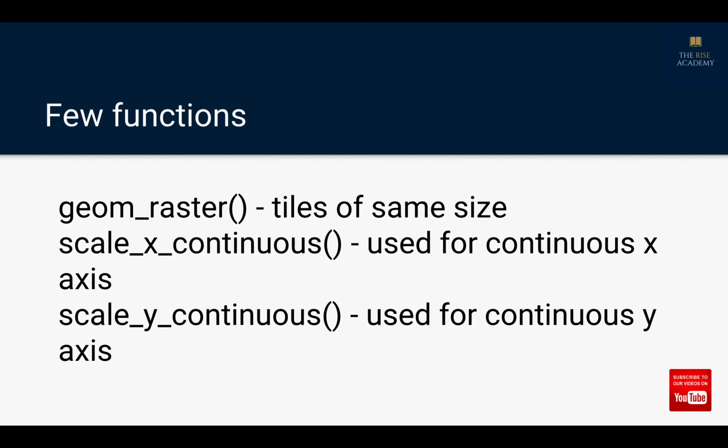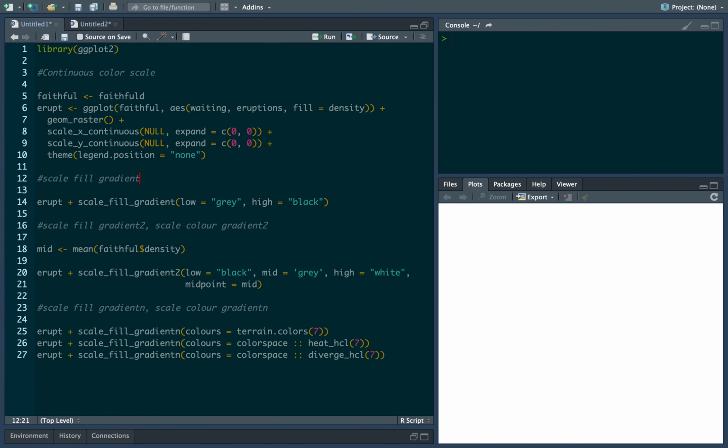Then there is scale underscore x underscore continuous and y underscore continuous. These are used to show continuous x and y axis data. All right, so I think we are now ready to go and look at some code and see how these functions can be used. So here I'm on R, and the data that I'm going to use is called the faithful data. It is pre-built in R. And obviously we will use our ggplot2 library. And so let's take a look at our data set.